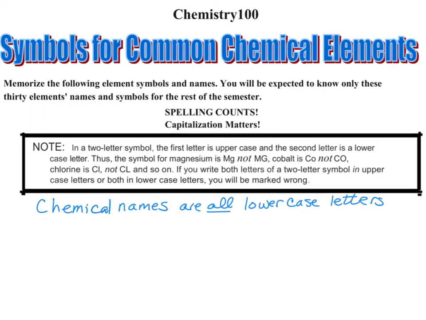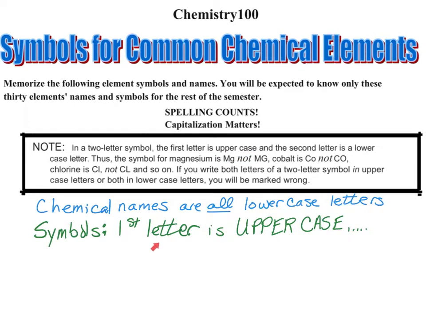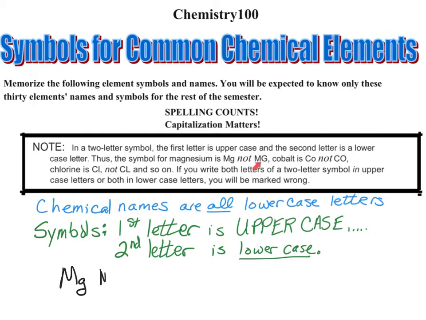Then when we look at the symbol, it's much more important. What we're going to really focus on in the symbols is how we write each symbol. So we need to have an uppercase. If there's only one letter, it's all uppercase. If there's two letters, it's going to have uppercase and then lowercase. So you have to be super careful about how you write them. For example, we have M with a lowercase g, not M with a capital G. That one's not as vital as the next one.